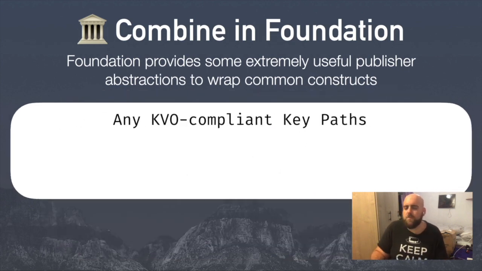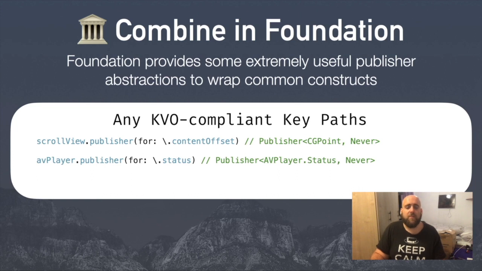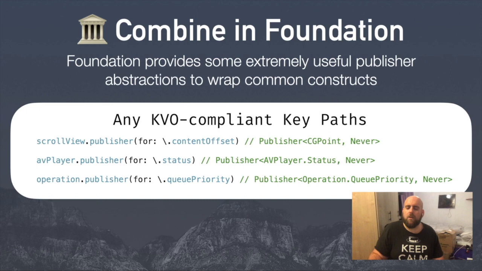We can also observe any KVO compliant key paths, which is very, very useful. That means I can observe the content offset of a scroll view. So as I scroll it, I can see exactly what's the current Y offset, for example. I can even observe the status of an AV player or even the queue priority of an operation queue. All these are really useful and you can create really interesting things with that reactive piece of data.